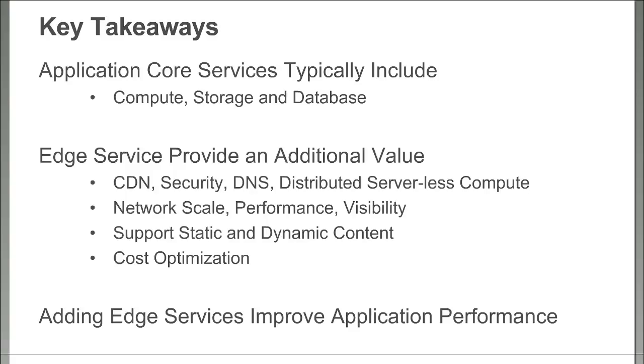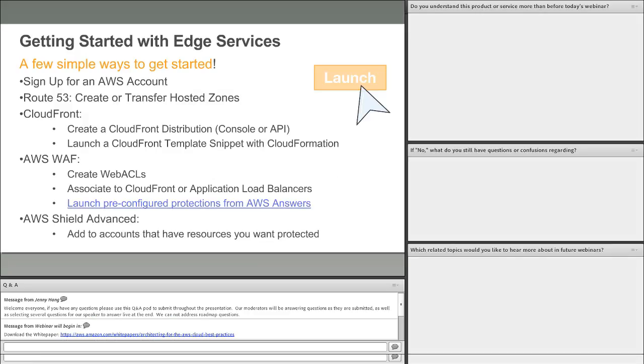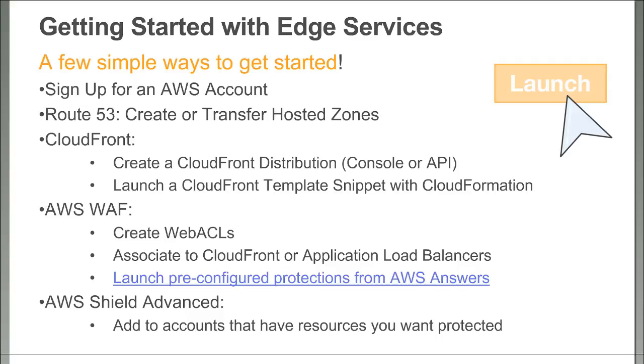And when you look back at the best practices for application design within AWS, you can see edge services impact each one of these. So getting started. So a few simple ways to get started. Obviously sign up for an AWS account. Transfer or create your hosted zones in Route 53, www.mysite.com. Make sure it's hosted in AWS.